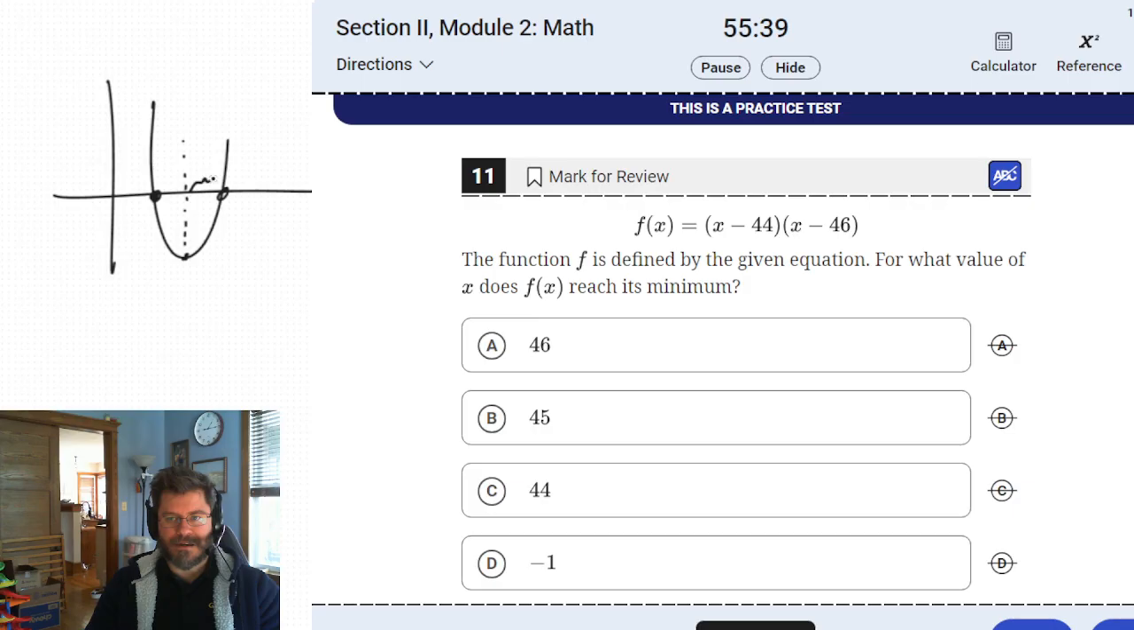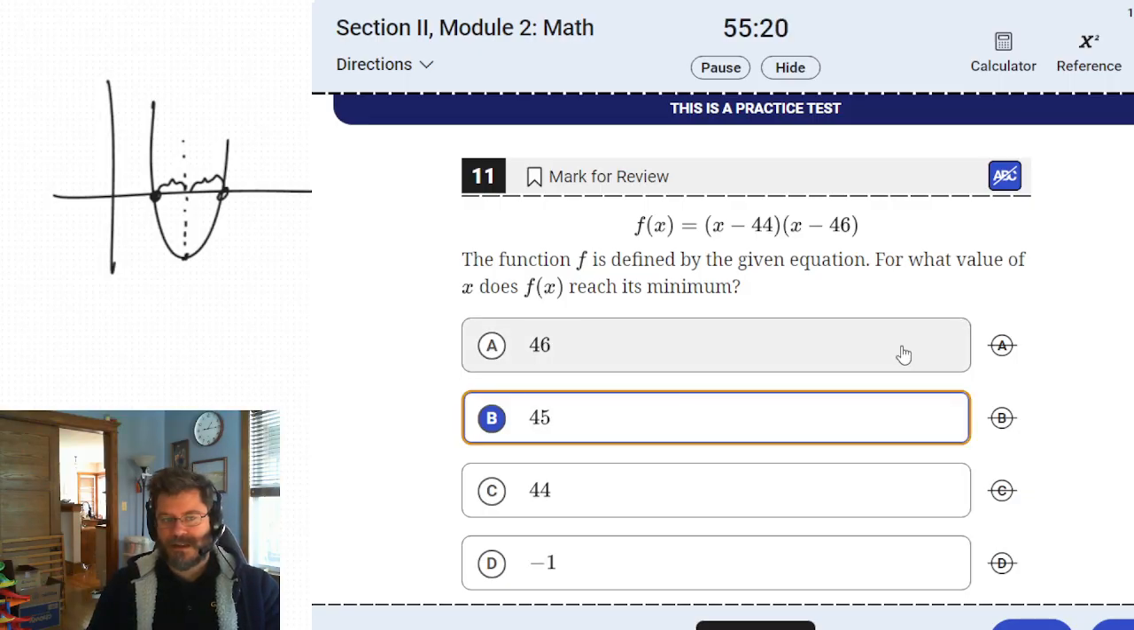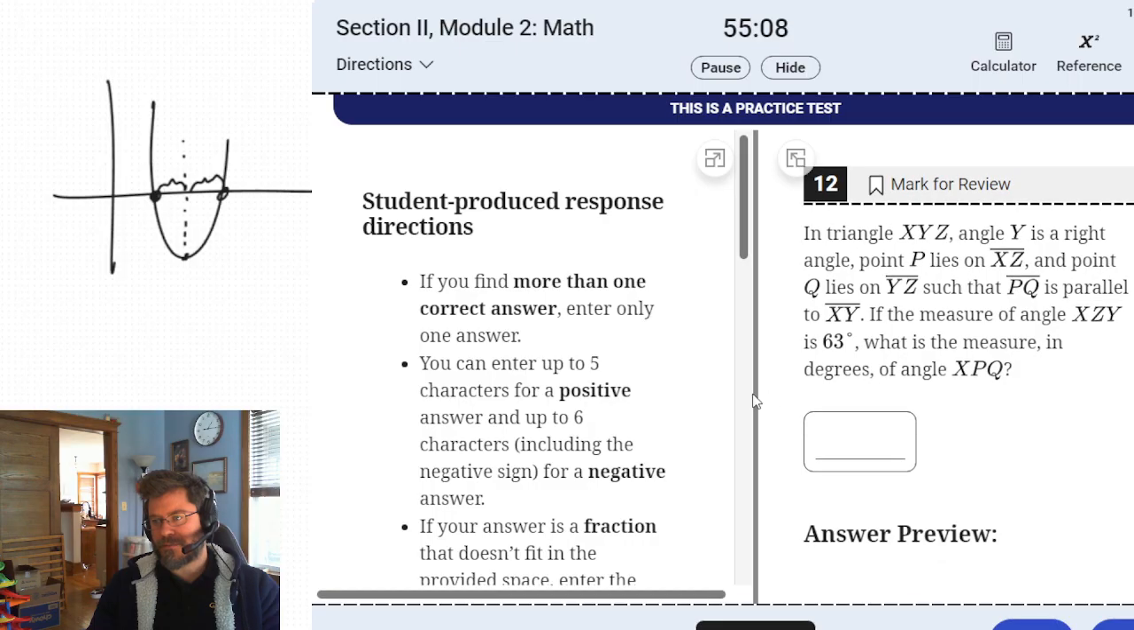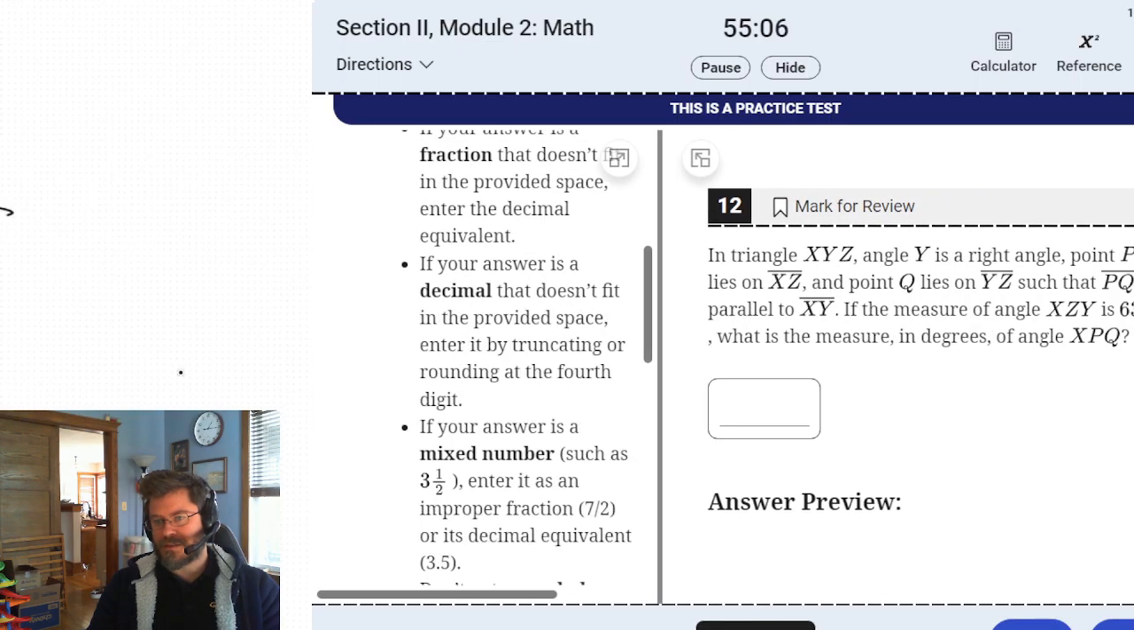So this distance here is equal to that distance there. And if those distances are symmetrical, I should be able to take these x-intercepts and find the middle. Well, obviously, if it's 44 and 46, what's exactly in the middle of those two things? 45. That's the x-coordinate of the vertex, where it reaches the minimum. They did not ask what is the minimum. They asked at what x-coordinate does it reach the minimum. So 45. The wording gives it away.